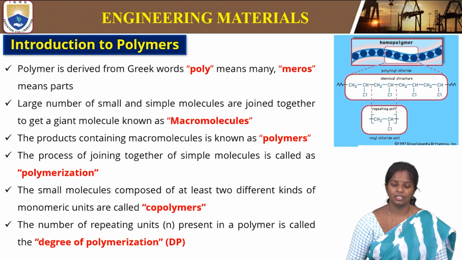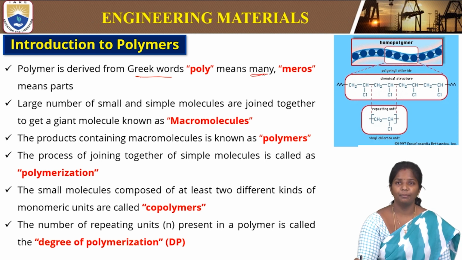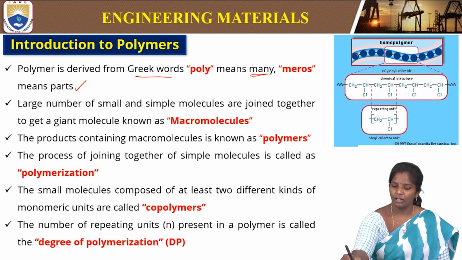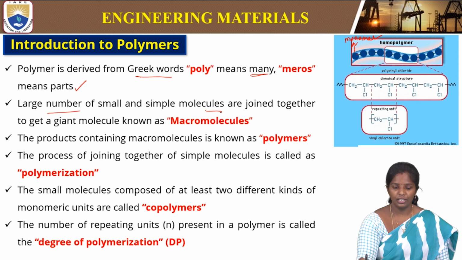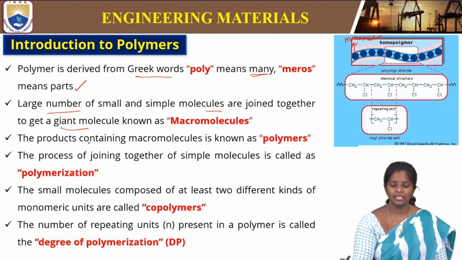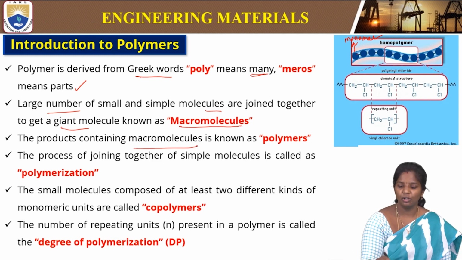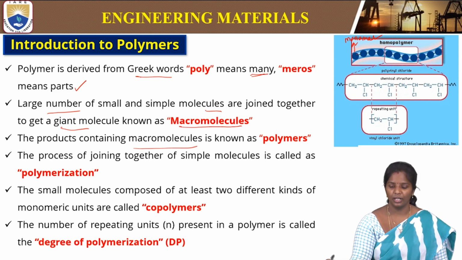So, introduction to polymers. Polymer is derived from a Greek word. Poly means many and meros means parts, many parts. If we see this picture, this is a monomer. So many monomers are joined together to form a polymer. These large numbers of small and simple molecules are joined together to get a giant molecule known as a macromolecule. The products containing these macromolecules are known as polymers.